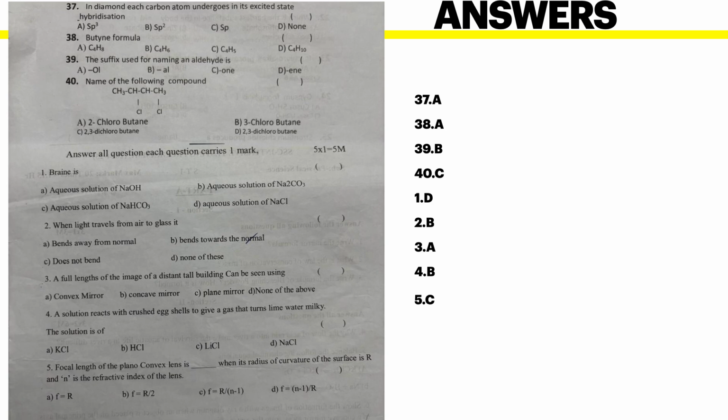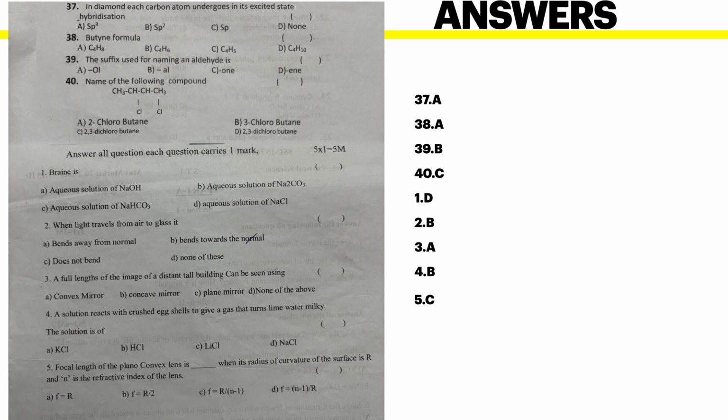See the next one. A solution reacts with crushed eggshells to give a gas that turns lime water milky. Here you have to remember that acids react with carbonates and bicarbonates and produce carbon dioxide. So here the right answer is hydrochloric acid. So B is the right answer. HCl is the right answer.